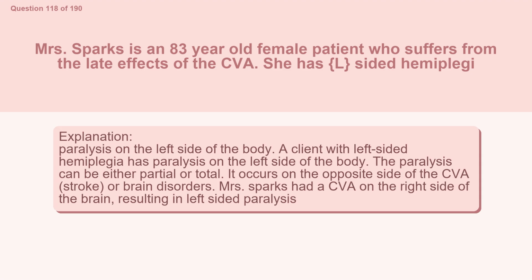A client with left-sided hemiplegia has paralysis on the left side of the body. The paralysis can be either partial or total. It occurs on the opposite side of the CVA, stroke, or brain disorders. Mrs. Sparks had a CVA on the right side of the brain, resulting in left-sided paralysis.